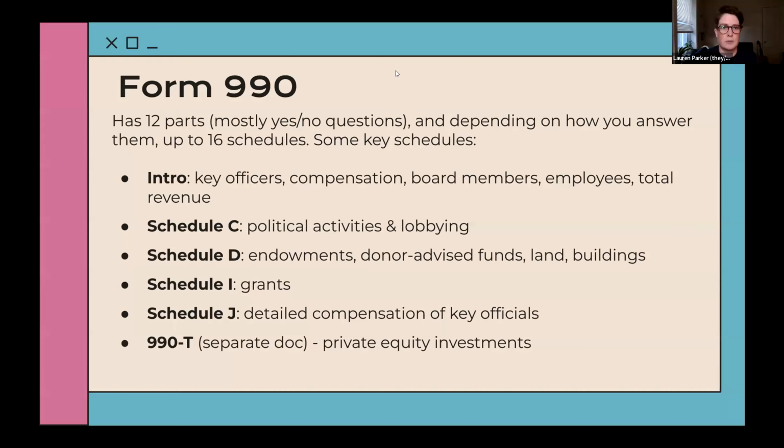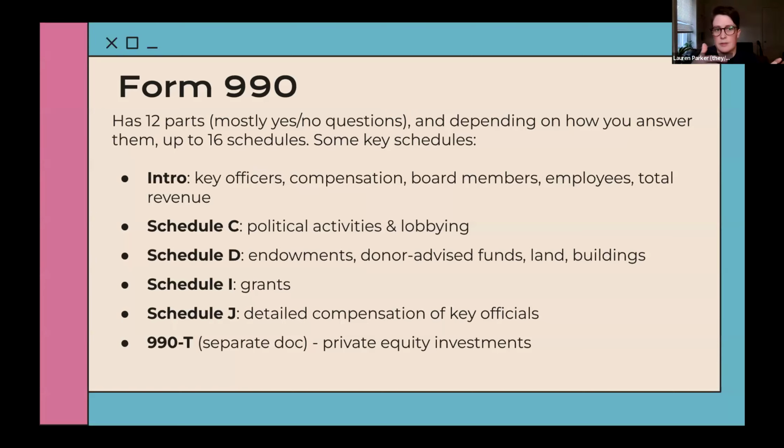Okay, so what's in a Form 990? Broadly speaking, it has great information like the revenue size of a nonprofit, their governance operations, their grant making activities. You can get really in the weeds with it, but the anatomy of it is that it has this intro section with 12 different parts, a lot of yes and no questions that inform what else the nonprofit has to fill out.